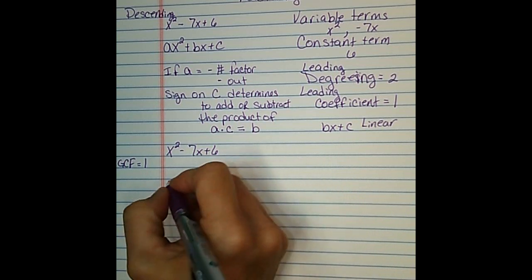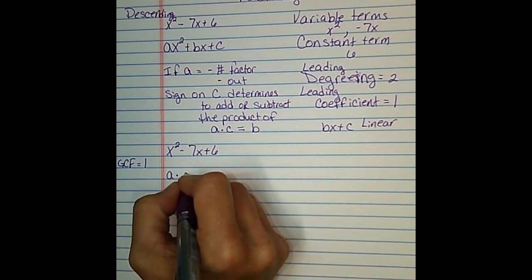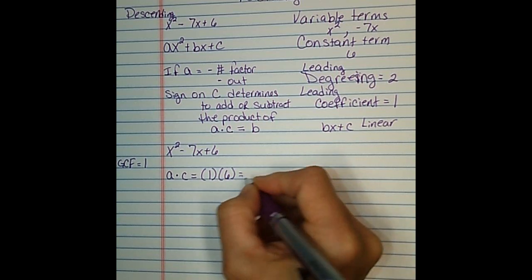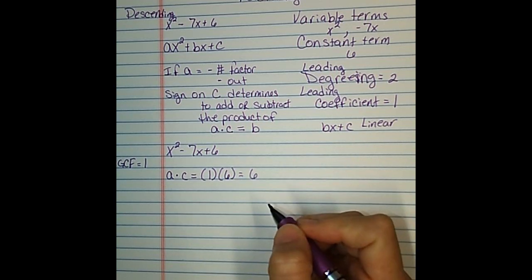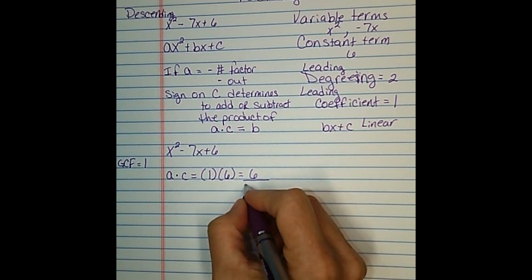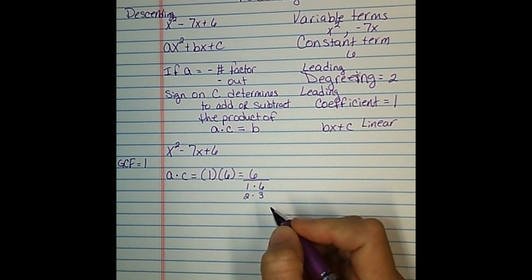Next step. Next step says take A times C. Well, what is A? A is 1. C is 6. And we're going to multiply them together, and it gives me a product of 6. I'm going to list the factors of 6. I got 1 times 6 and 2 times 3, and this works out great.